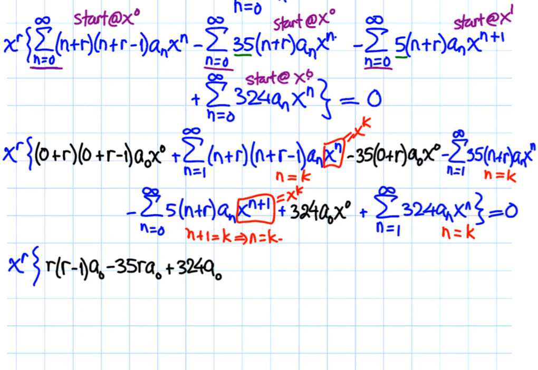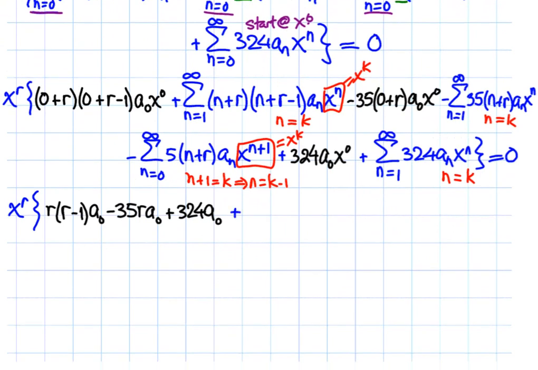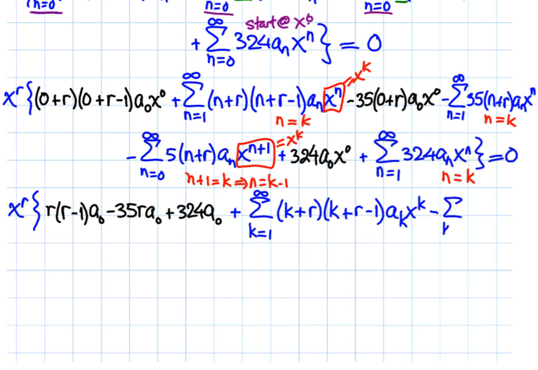Right, now we change the series in terms of k. The first one, all we need to do is n equal to k, so we write k instead of n. And we have k plus r minus 1, a sub k, x to the k power. The next series, k instead of n, minus 35, k plus r, a sub k, x to the k.